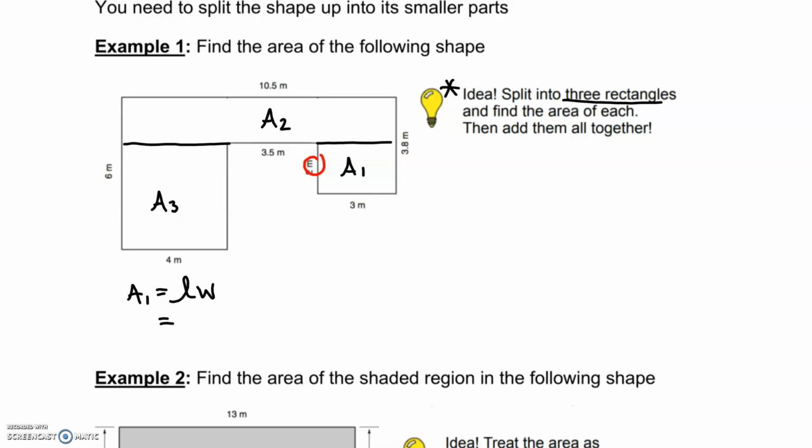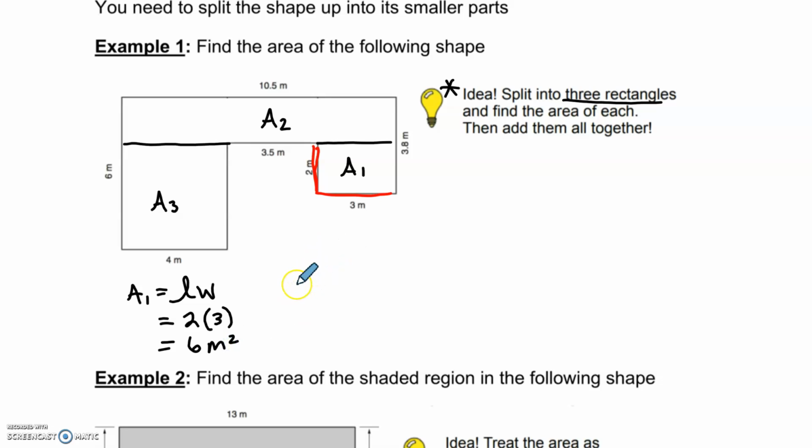Even though it's on the shape doesn't mean I'm going to use it. We have to look for the length and width that fit that shape. And so we can see that here we have the width and here we have the length. So 2 and 3 are going to be the numbers that we use. That would be 2 times 3, and Area 1 is 6 meters squared.